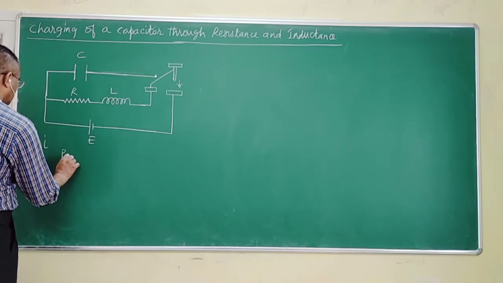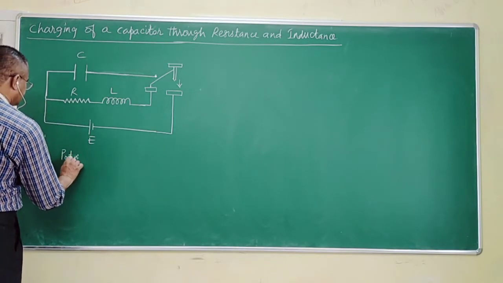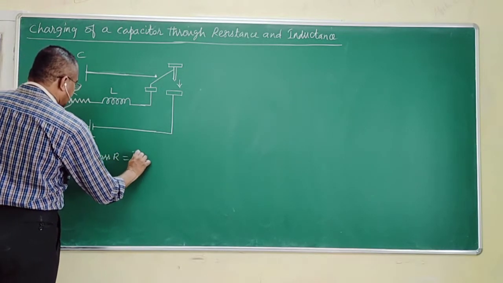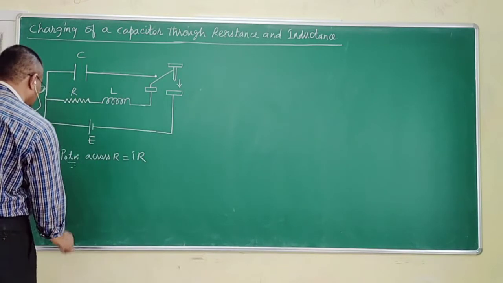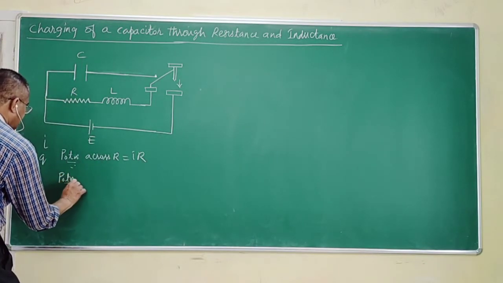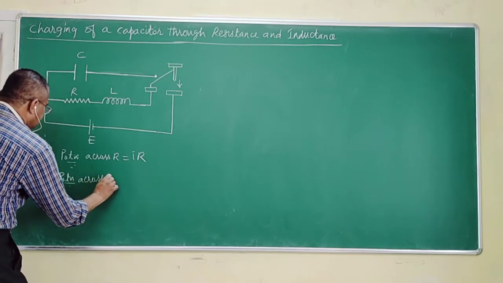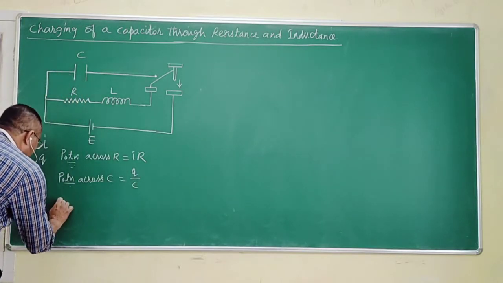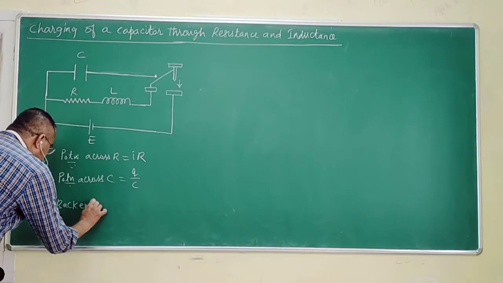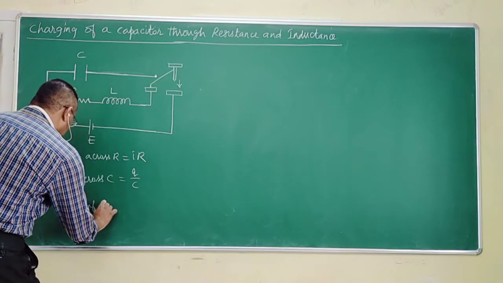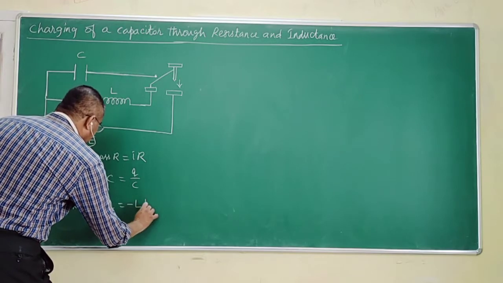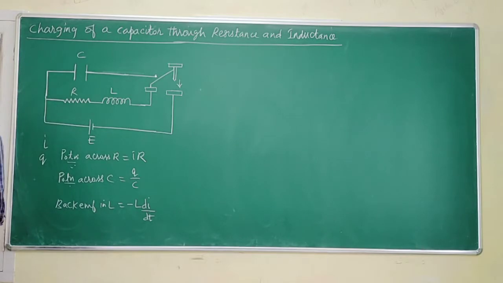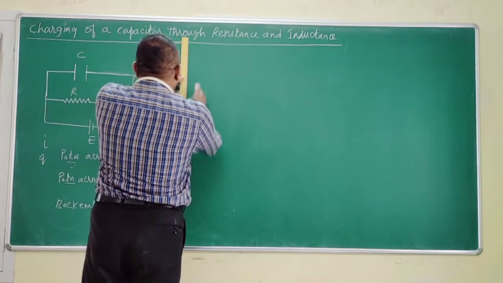Therefore, potential across R I can write as IR. Potential across C I can write it as Q by C. Back EMF in L is minus L di by dt. So these things have to be now connected to arrive at an equation. Okay?